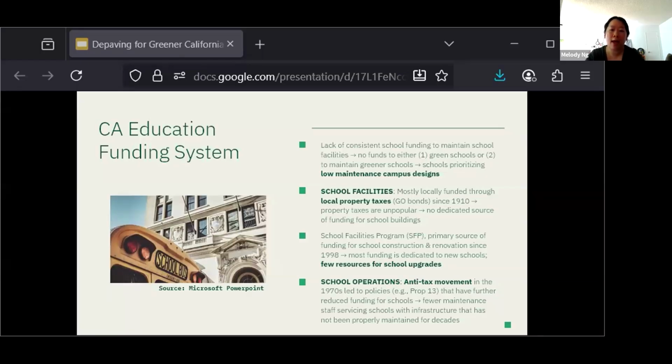However, the majority of school operations funding is often dedicated to instructional resources like teacher salaries and programming for students, for obvious reasons. In fact, budget cuts often lead first to cuts in facility maintenance to reduce their impact on instructional resources for students. While there have been many efforts over the past 50 years to push back against education spending cuts and to promote more equitable school spending, those efforts have really focused mostly on school operations while ignoring school facilities. For example, the state passed the local control funding formula in 2013, a policy meant to equalize school operations spending, but there really is no equivalent policy for school facilities. Overall, how California's education funding system has been set up has resulted in insufficient funding to maintain school facilities and has likely contributed to schools prioritizing easy to maintain campus designs like hard surfaces with no vegetation.